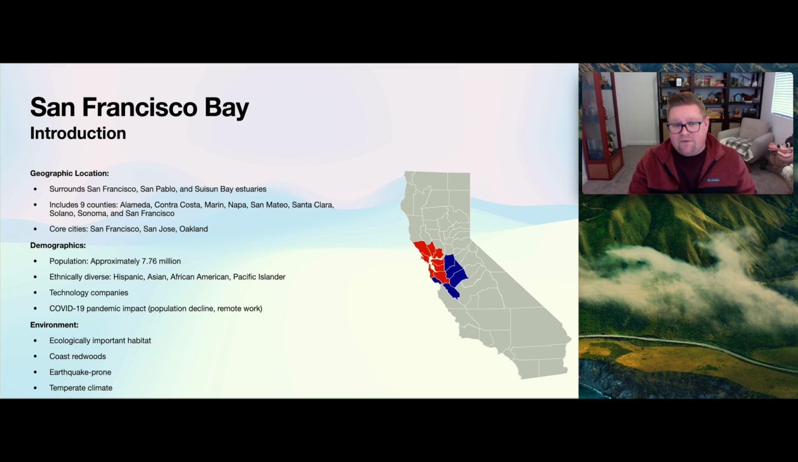We can actually look at the demographics of this area. The population is a little over 7.5 million people, and extremely ethnically diverse: Hispanic, Asian, African American, and Pacific Islander. It's also home to a lot of our tech companies. And in further studies, and we'll continue to see this in the future, COVID-19 impacted this area extensively. Without having to go into too much detail, we find that this part of the state has a very, very high cost of living, and it's because of the amount of tech and other economies that are found in this area. So naturally, it's going to be more expensive.